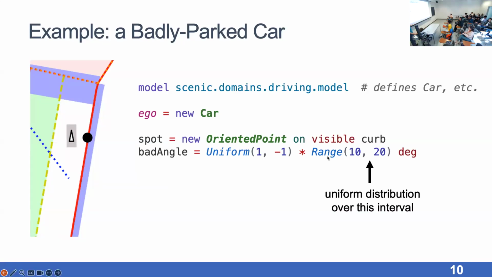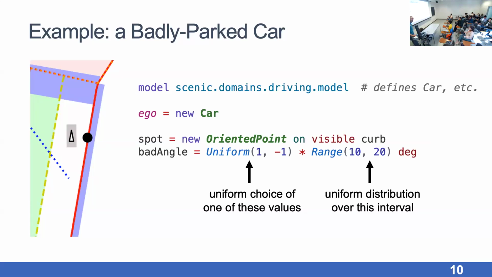So the range function here is a built-in function in Scenic, which provides a uniform distribution over a range or an interval. And now I'm multiplying that by a uniform choice of either 1 or -1. So that's to give us an angle which will be to the left or the right, not straight ahead. Okay, so now this bad angle is a random variable, which is uniformly at random between 10 and 20 or -20 and -10. All right. Oh, and I guess I didn't mention it, but this degrees here is just a built-in postfix operator in Scenic, so you can write things in degrees if you don't want to do radians.